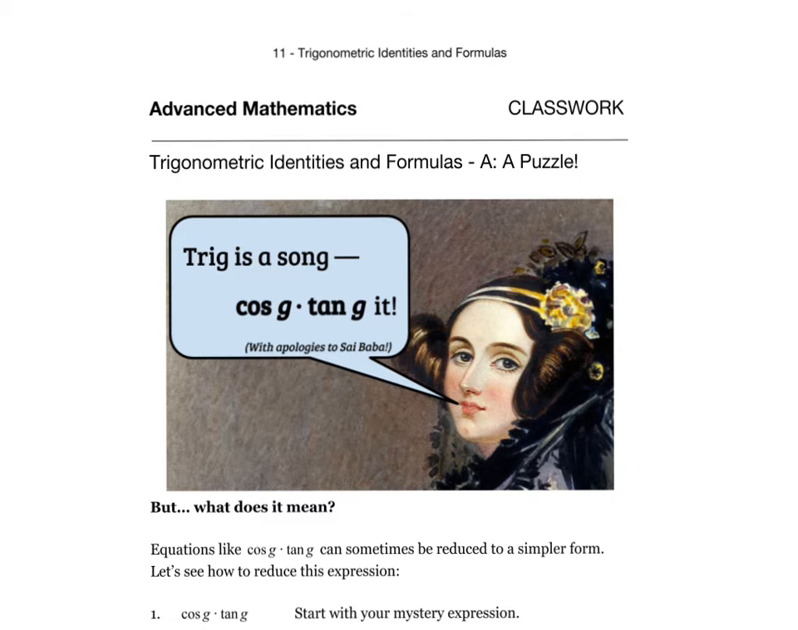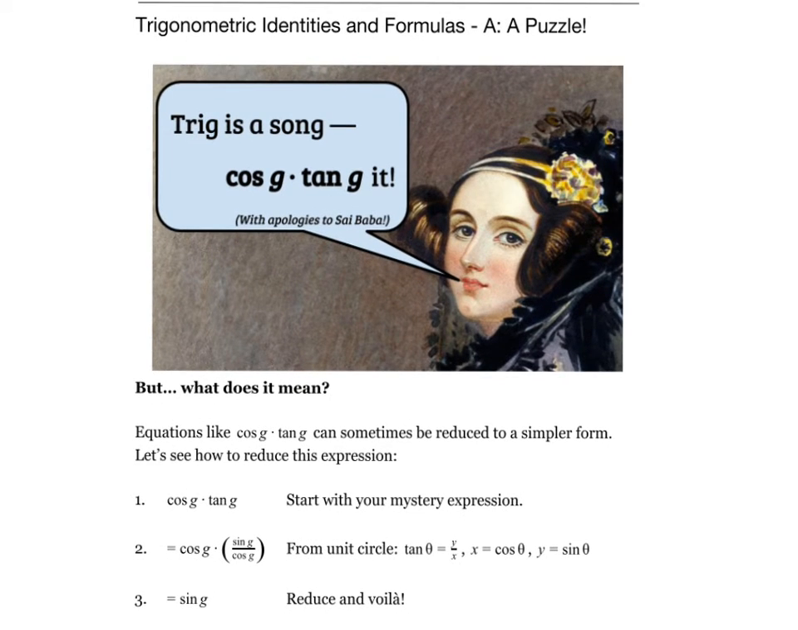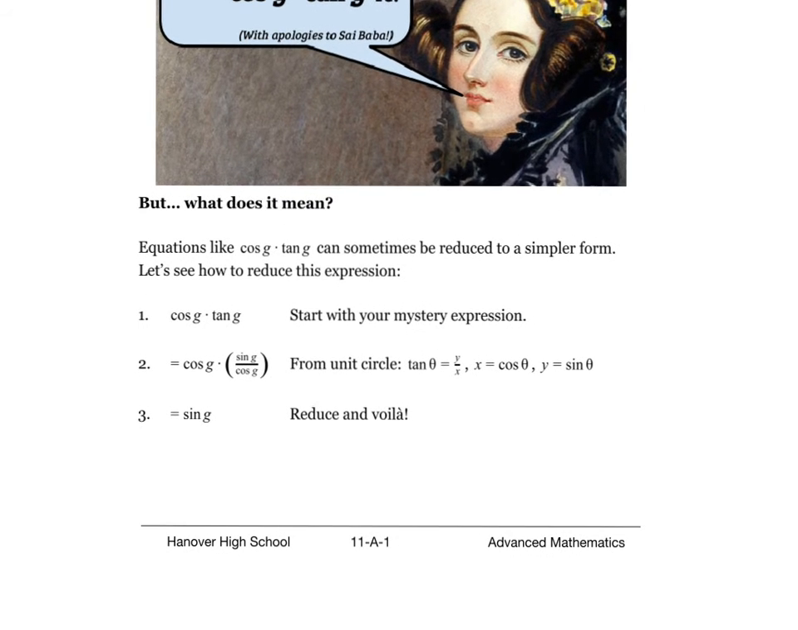So the section starts out with this picture. Trig is a song. Cosine G, tan G. It doesn't really make much sense, or it doesn't seem like it does. What we're trying to do is to introduce the idea that you can rewrite expressions that have trig functions in them by doing substitutions. Various combinations or forms of trig expressions can be rewritten in lots of different ways that are equivalent. And so that's what this is getting at.